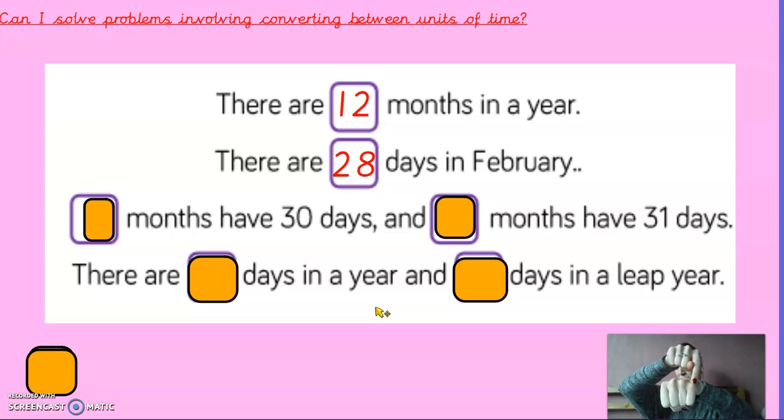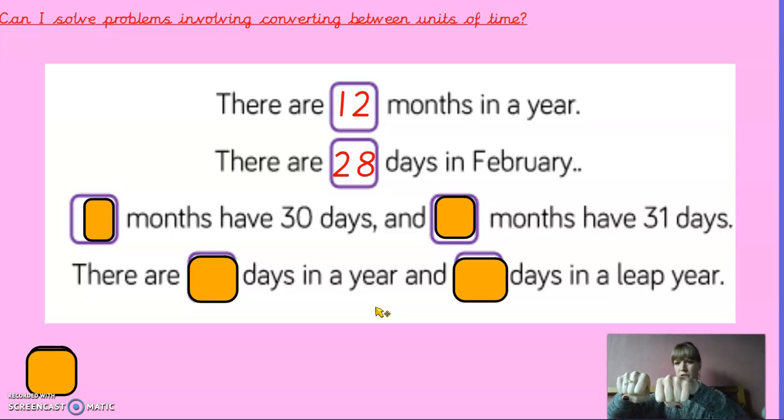So this one would be January. Then in between would be February. This one would be March. April in between. May, June, July. I've got to go to the other hand. August, September, October, November, December.